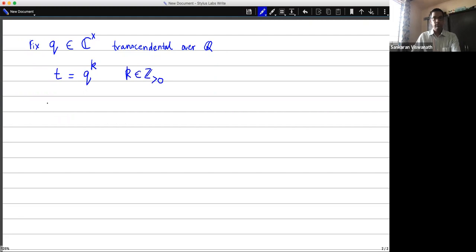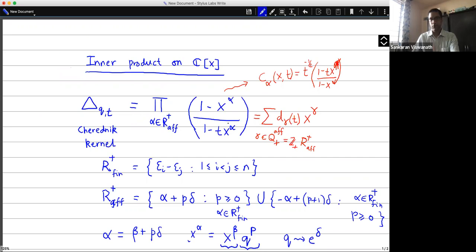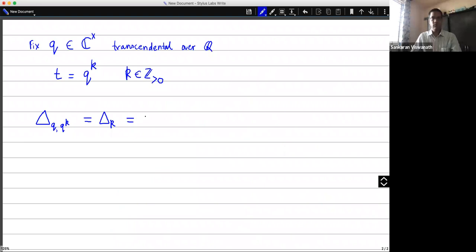Okay, so now under these assumptions, the Scheretnik kernel delta QT, which I will now write as delta Q power K, and abbreviate to delta sub K, has a much simpler form. So notice now that there will actually be lots of cancellations. If you look at what the product looked like, I'm just going to take T to be some power of Q, so the very same term will appear. It's like a telescoping product, okay? Because alpha plus K delta on top will be canceled off by the term which corresponds to Q power K times X power alpha. So there's a telescoping cancellation here, and your final thing is just a finite product.